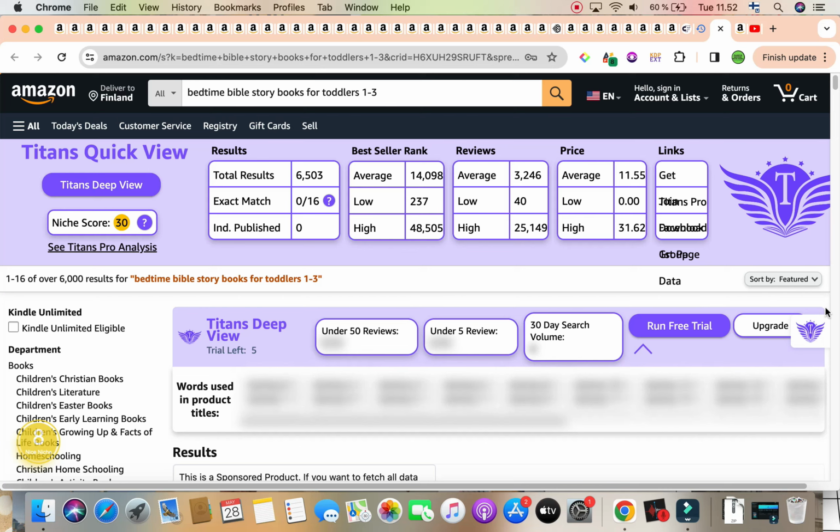So I don't want you to overlook this because of the other indicators of profitability all activated and all present within this one keyword. So our target audience, the toddlers between the ages of 1 to 3. What are we talking about? We're creating bedtime storybooks. What is our theme? Bible is our theme, so it needs to be revolving around the Bible storybooks, and it is having a bestseller rank of 14,098, which is beautiful, under 400,000. The reviews are 3,246, and average price is $11.55.